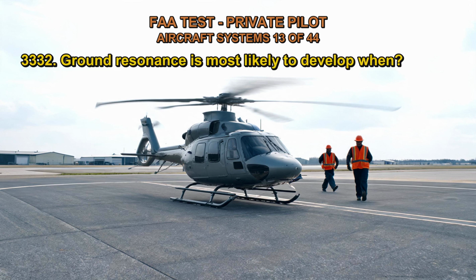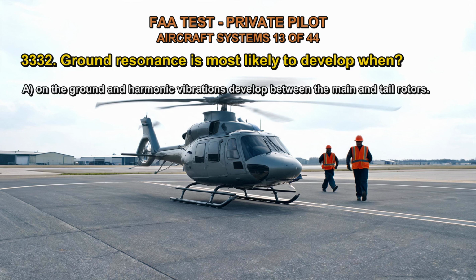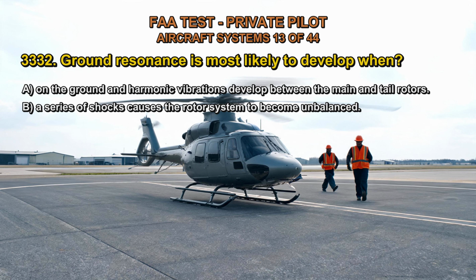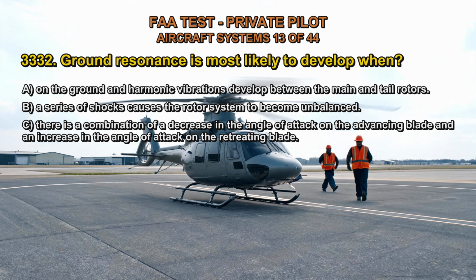3332. Ground resonance is most likely to develop when A. On the ground and harmonic vibrations develop between the main and tail rotors. B. A series of shocks causes the rotor system to become unbalanced. C. There is a combination of a decrease in the angle of attack on the advancing blade and an increase in the angle of attack on the retreating blade. The correct answer is B.